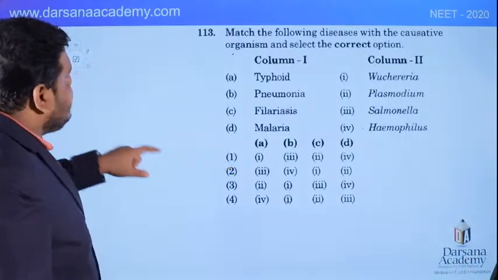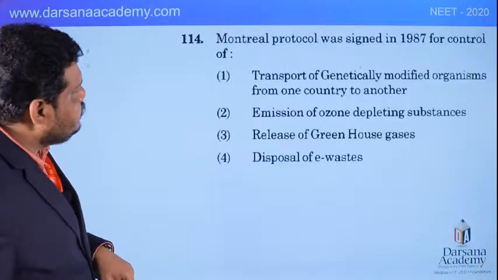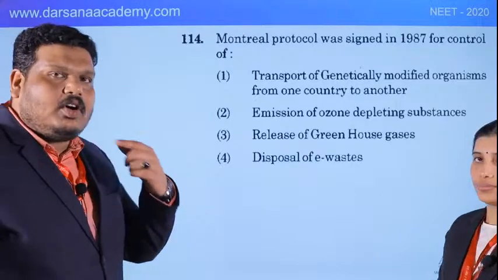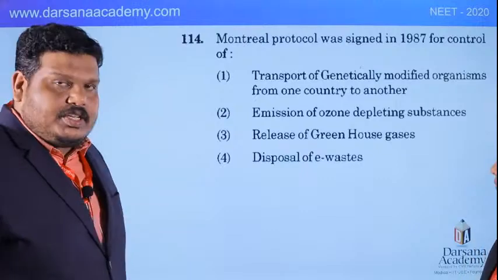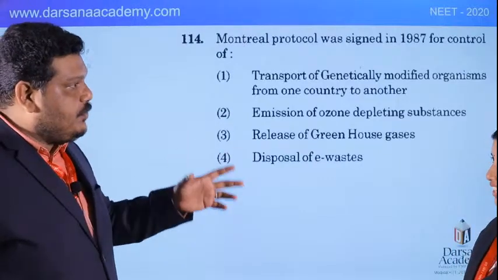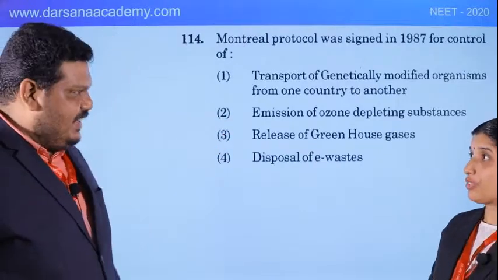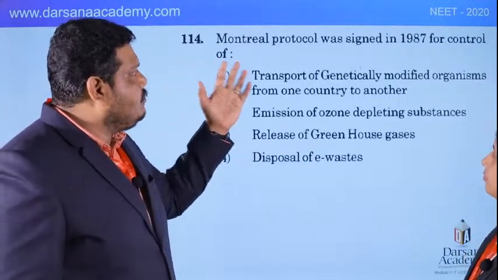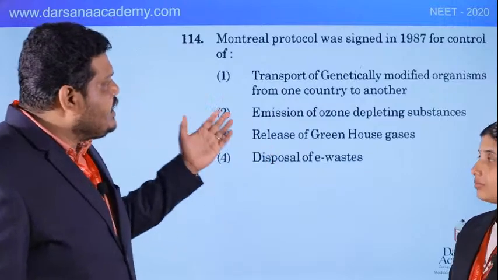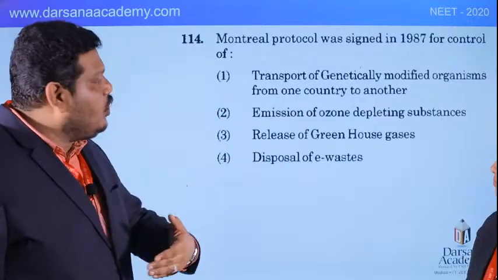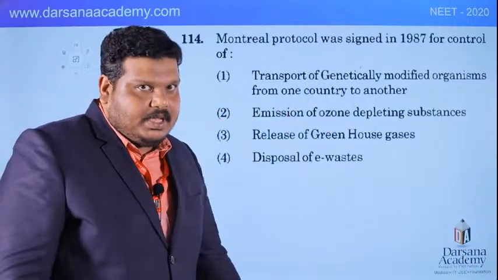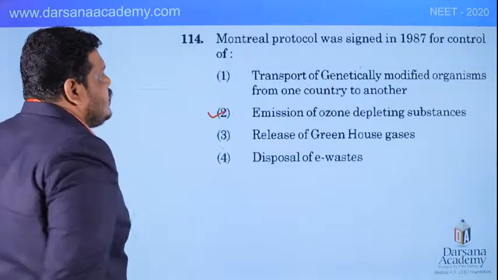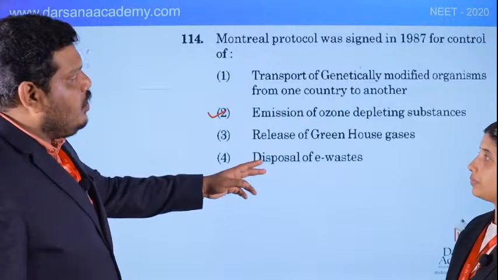Okay, so next question, 114. Montreal Protocol was signed in 1987 for the control of what. This is from the environmental issues. In previous years, a lot of questions came from the environmental chapters, isn't it? Here the Montreal Protocol is a treaty held in Canada. It is for the control of emissions of ozone depleting substances. So that is the answer. Option number 2 is the answer for the Montreal Protocol in 1987.